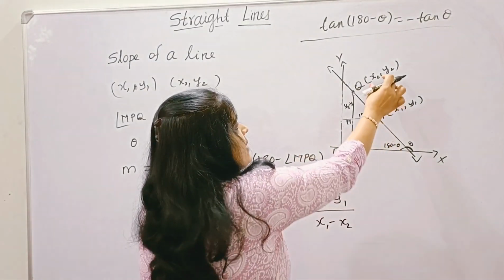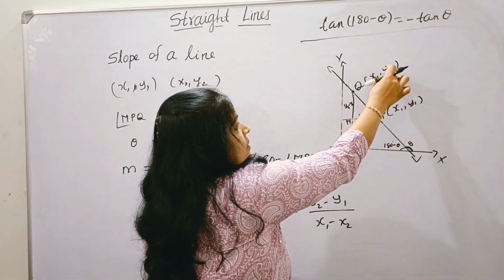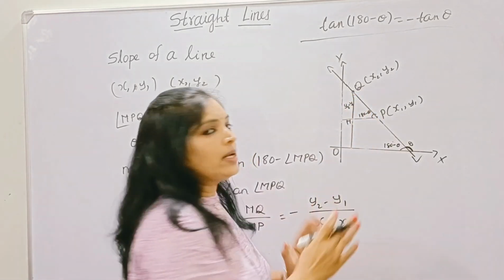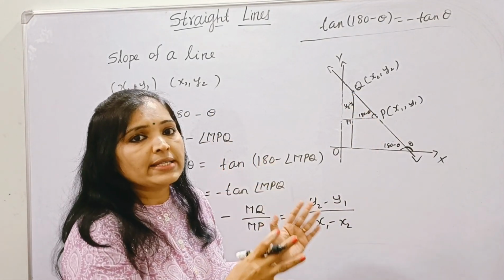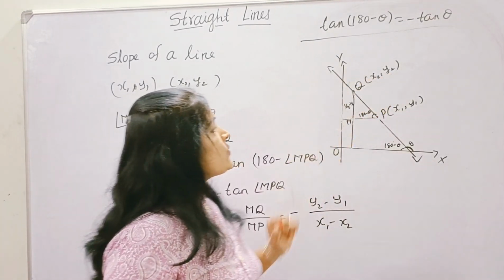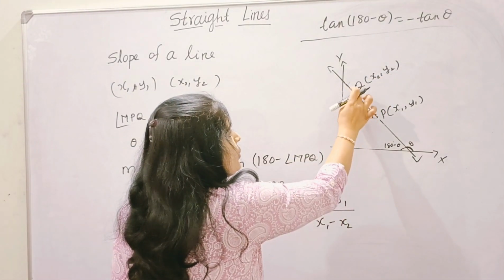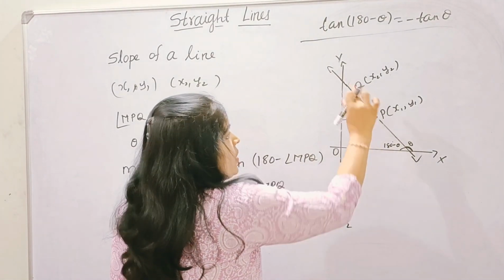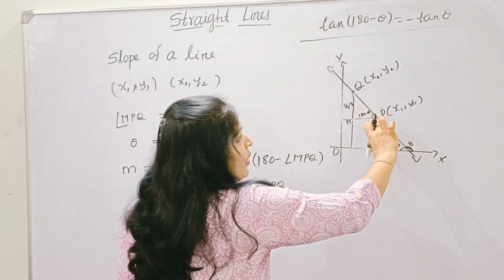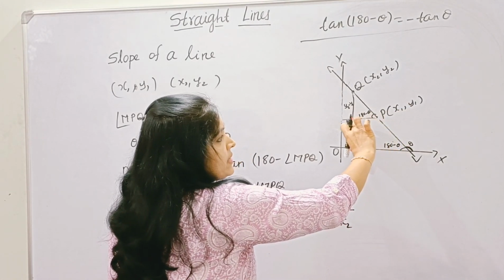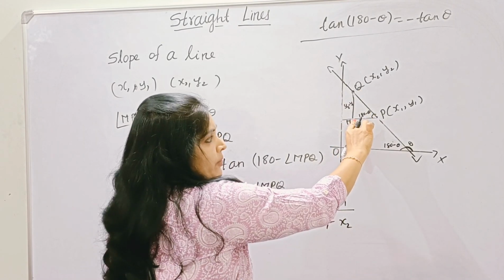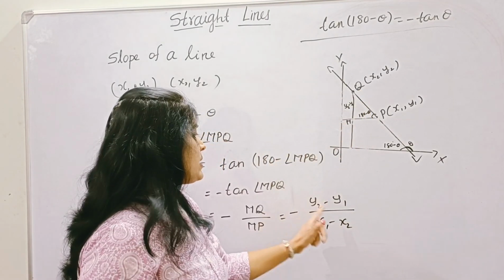See here, it is the point x2, y2. Just consider the y coordinate. If we have to find a line distance parallel to the y-axis, we have to consider the y coordinate value. Here it is y2, which means from here to here the distance is y2. And it is the point x1, y1, so this distance is y1. So the total is y2 minus y1.